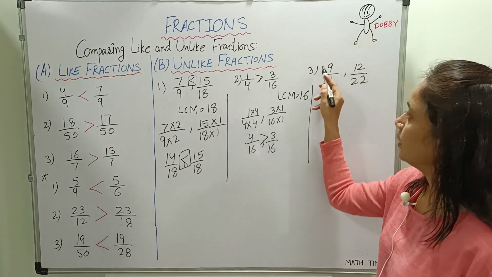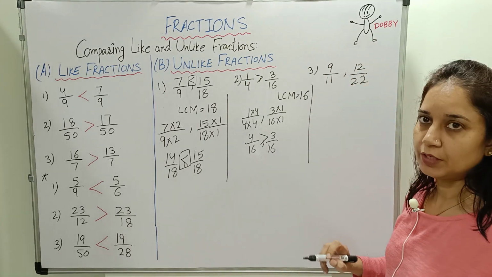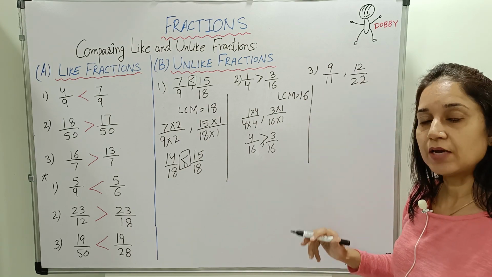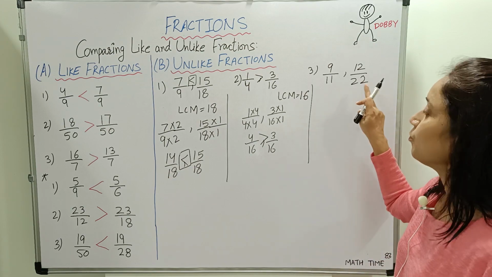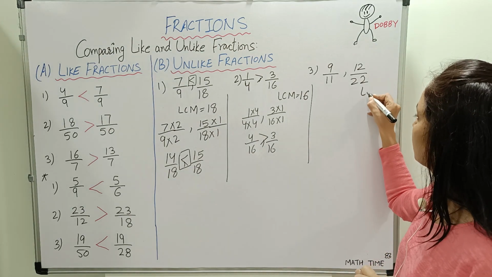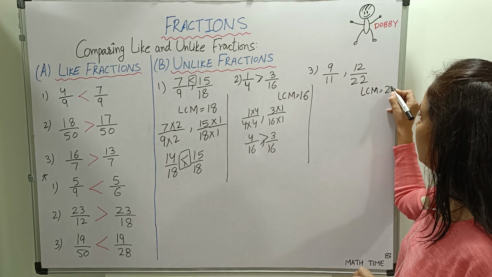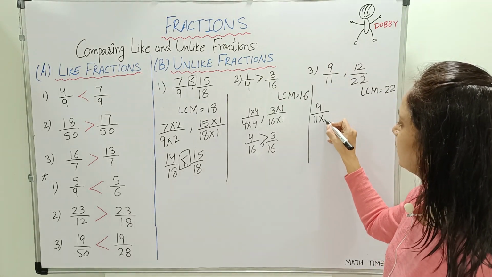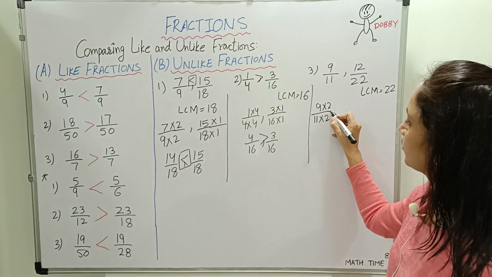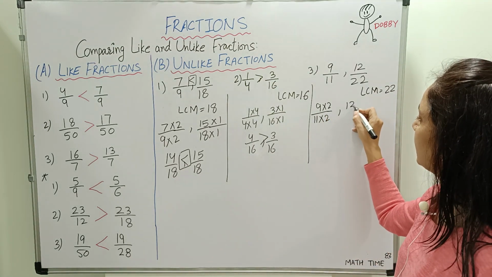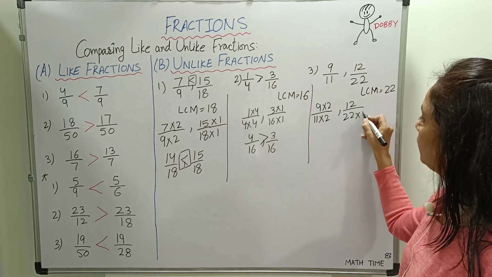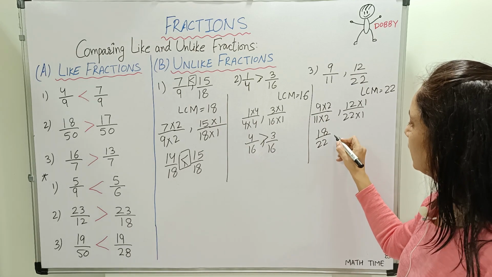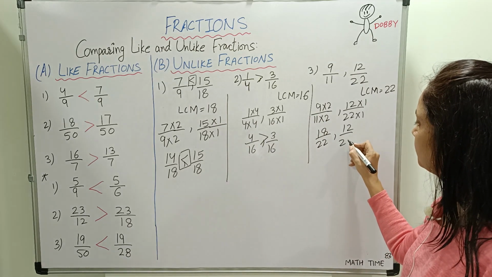Coming to the next. 9 upon 11, 2 upon 22. Compare the denominators. Can 11 be turned into 22? Yes, 11 2s are 22. That means the bigger number is the LCM. LCM equals 22. So let us convert the first fraction to the denominator 22. 11 2s are 22. The second fraction already has denominator 22, so multiply by 1. 9 2s are 18 upon 22 and here 12 upon 22.